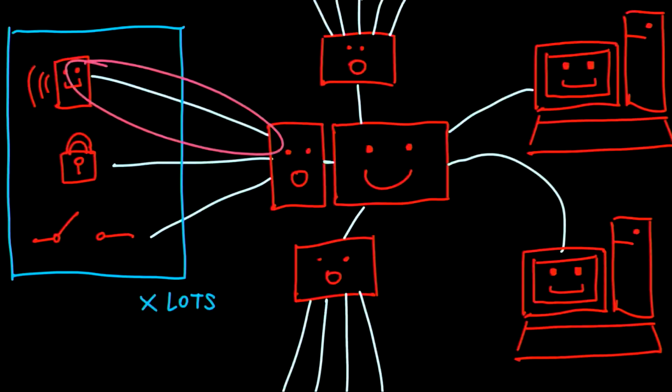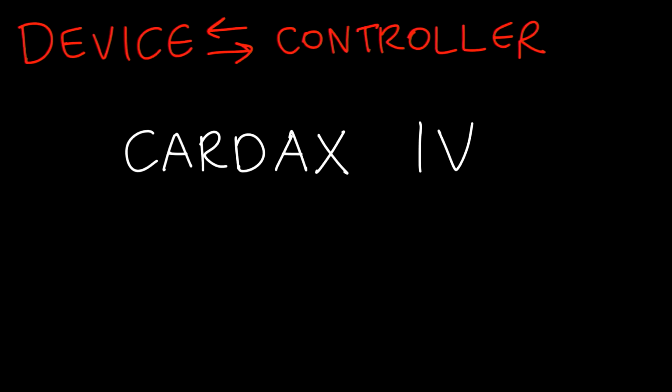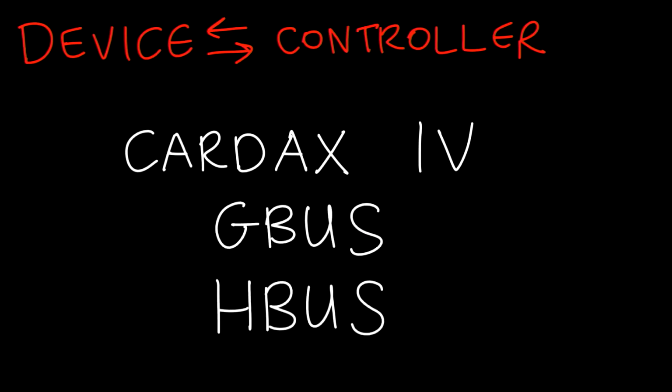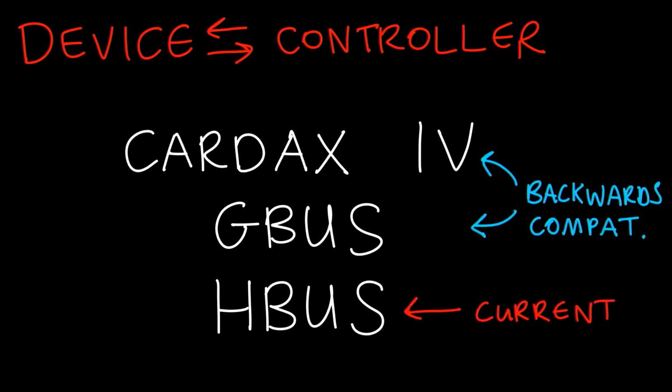Now, what are we talking about? Oh yeah, so now let's look at the protocol between a reader and the controller. There are 3 in use: Cardax IV, which is the old one, G-Bus, and H-Bus. G-Bus is medium moldy, and H-Bus is best current practice. There's apparently one called Local Bus, but I have no idea what it is. So H-Bus is the current one, and the others are the backwards compatibility ones.